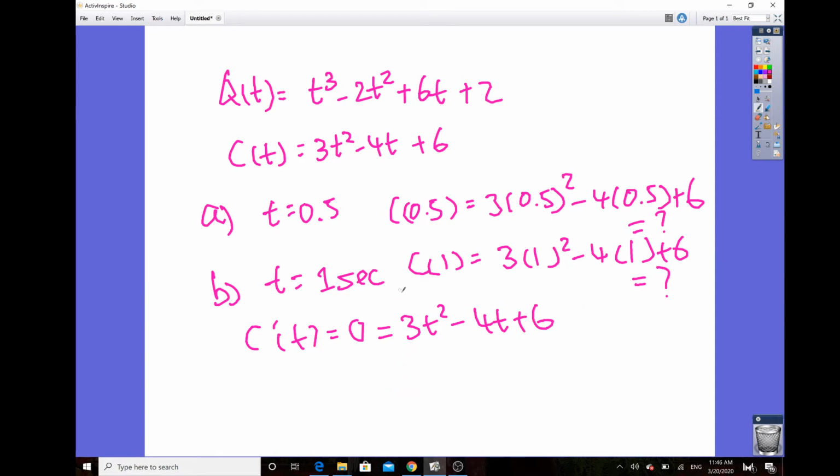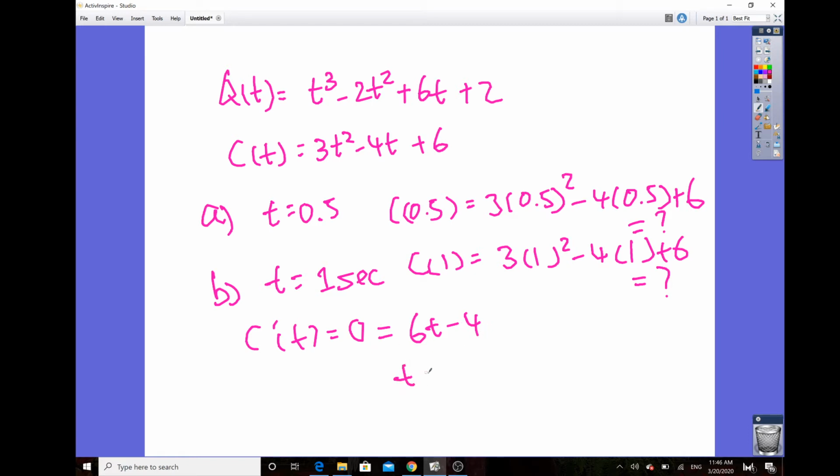we need to take the derivative of C of t first. So what I did here, I need to fix that. I just set that equal to zero, which is incorrect. So basically, take the derivative of that C of t. Okay, so let's take the derivative of C of t. So we do have 6t minus 4. And then you set that equal to zero.